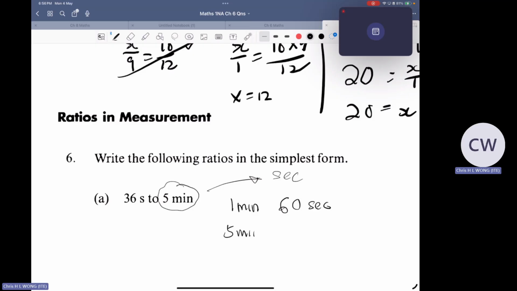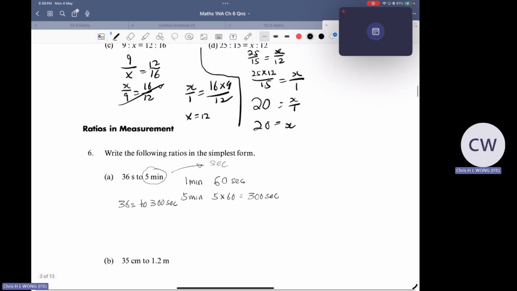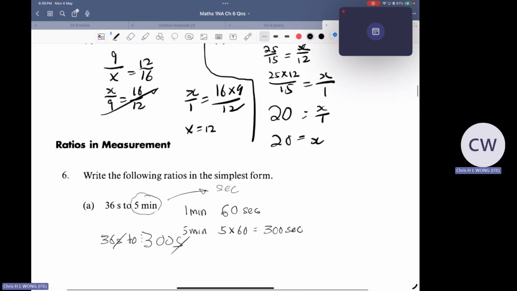5 minutes, you will have 5 times 60. That will give you 300 seconds. So you put them together, 36 seconds to 300 seconds. Now both are seconds, isn't it? You can cancel your seconds away.